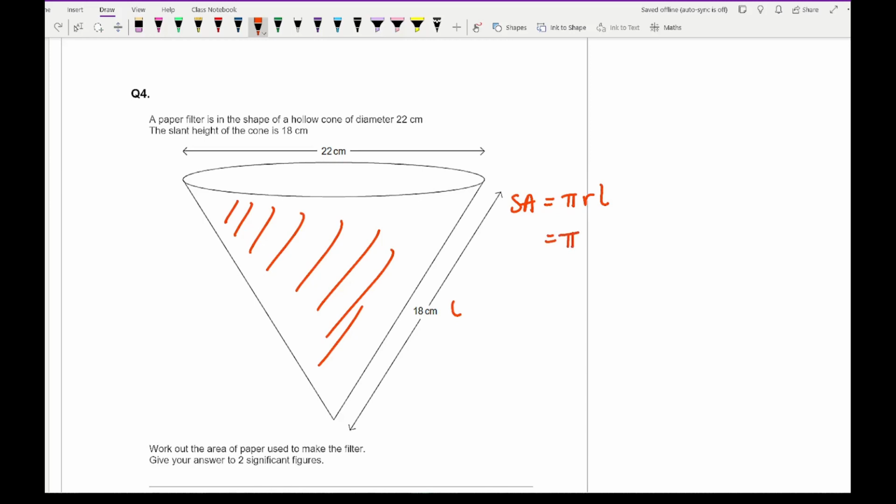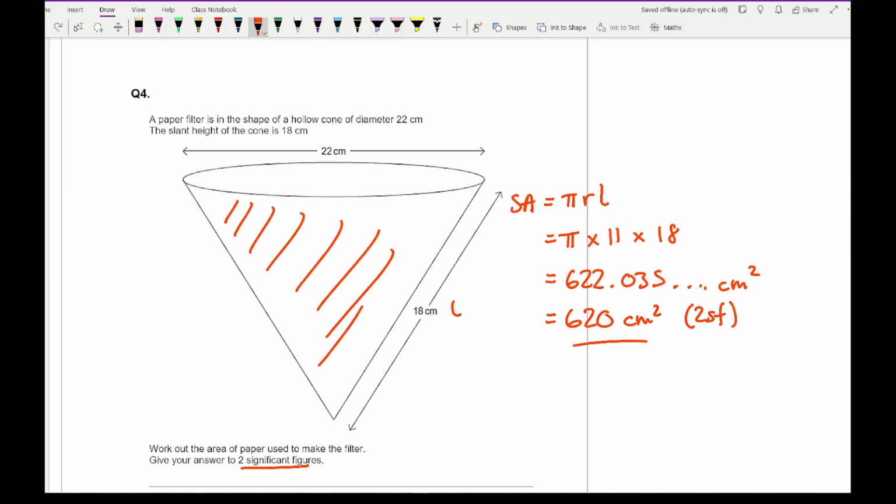So then all I need to do is pi times the radius. Well, if the diameter is 22, the radius is going to be 11, times 18. And if I type that all into my calculator, pi times 11 times 18 gives me 198 pi. But as a decimal, it's going to be 622.035 and so on centimeter squared. But the question is asking me to give my answer in 2 sig fig, so it's going to be 620 centimeter squared, and that's just 2 significant figures.